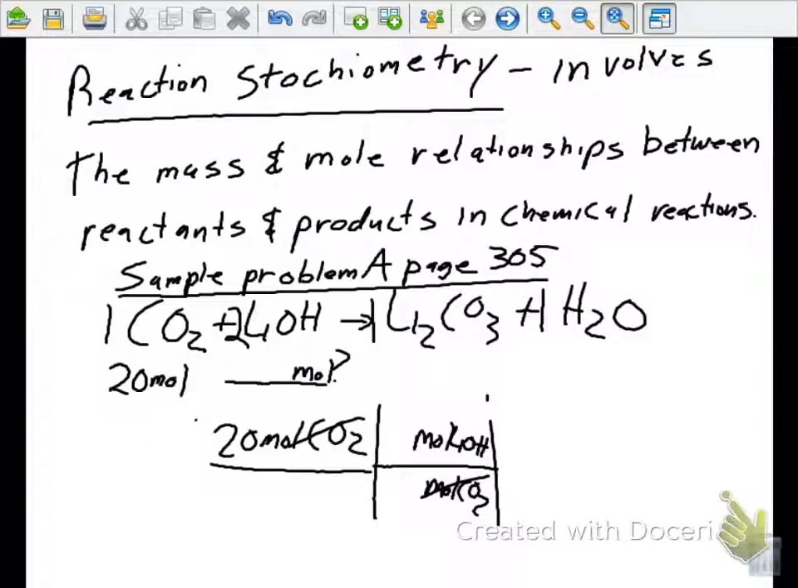Now I have to put numbers in here. Some students like to always put 1 mole because they're used to going from grams to moles. But on this one, I'm going to look at my balanced equation, and that tells me what goes where. So what goes in front of CO2? 1. What goes in front of LiOH? 2. Multiply them out. 40 moles of LiOH. So I've solved for that. That would be 40. Okay? It's double.